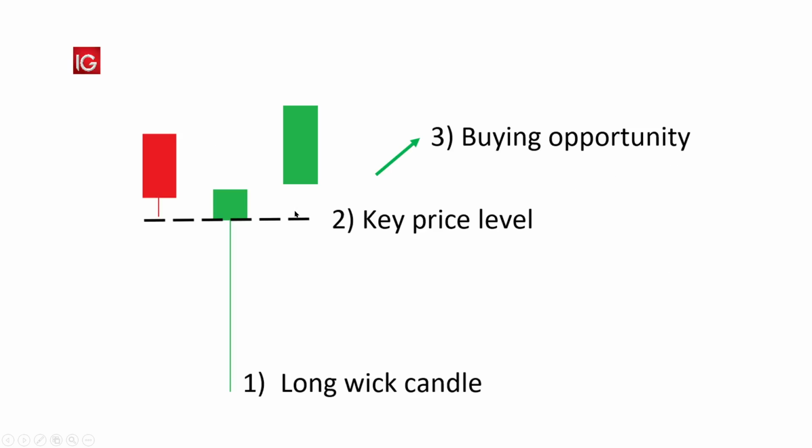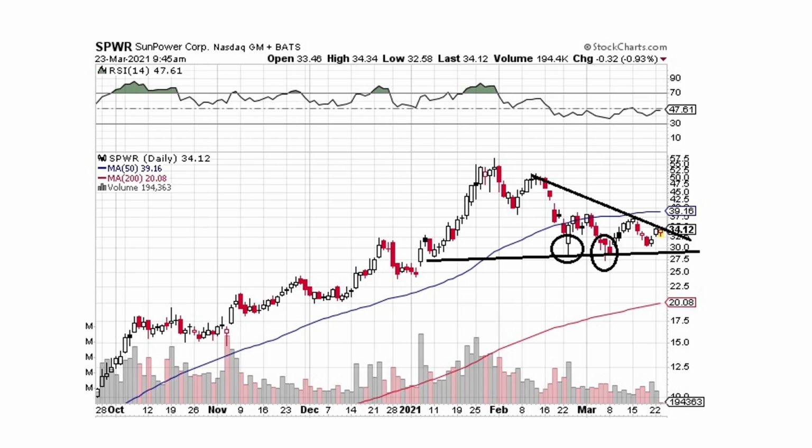This is some chart patterns just to show you. Usually you've got a long wick on the bottom. This is a hammer, and it's a buying opportunity if you're coming from a down to an upward move. I'm going to show you how to tie this together in a chart.